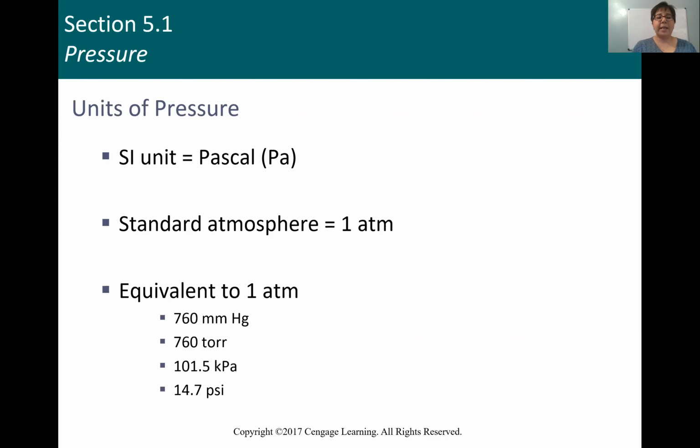So when we refer to anything as being a standard atmosphere of pressure, that is 1 ATM, that's the abbreviation for atmosphere, or anything equivalent to it. There are 4 other units that you should know, and you should know their equivalents to 1 ATM. So 760 millimeters of mercury, that is also equivalent to 1 atmosphere. They're equal to each other. 760 torrs, named after, you guessed it, Evangelista Torricelli. Back to the standard unit, 101.5 kilopascals, that is the equivalent to 1 atmosphere pressure. And 17.7 pounds per square inch, or PSI, is also equivalent to 1 atmosphere of pressure.